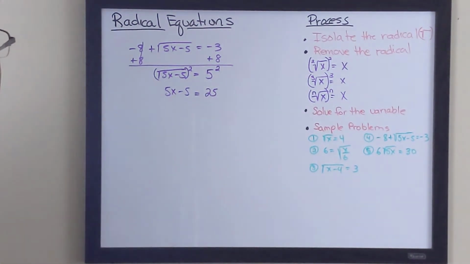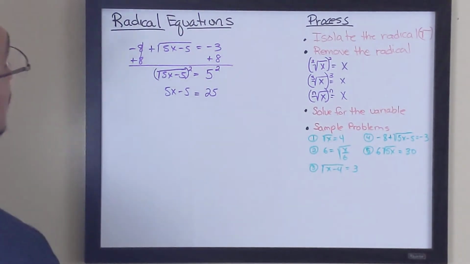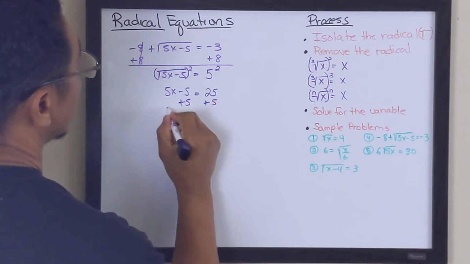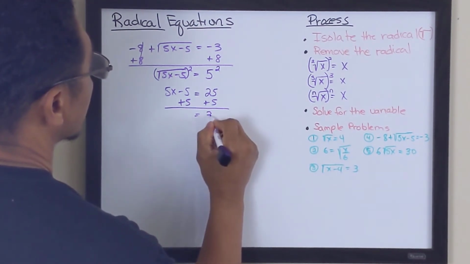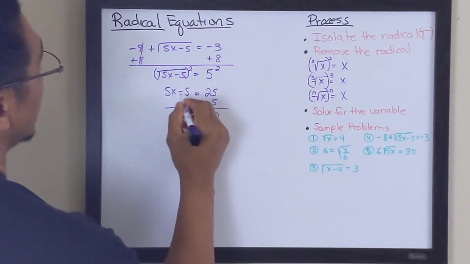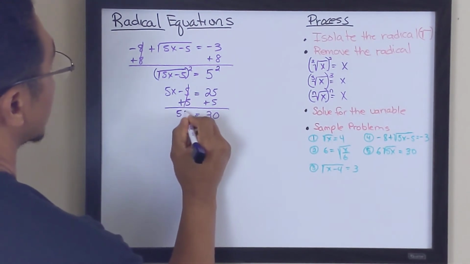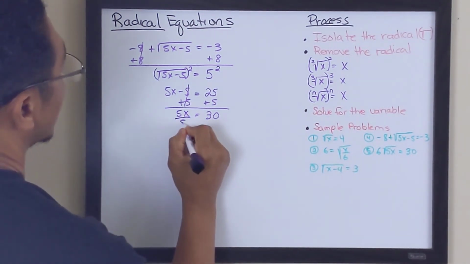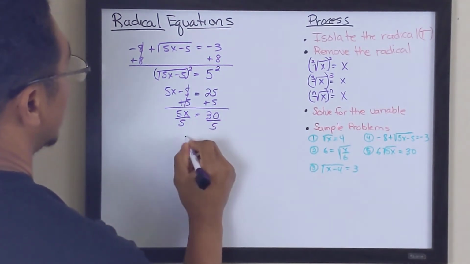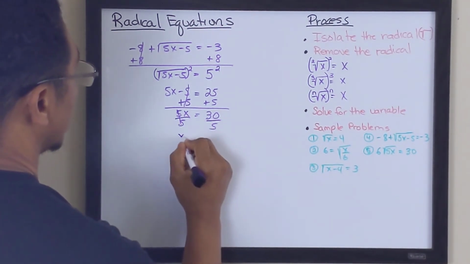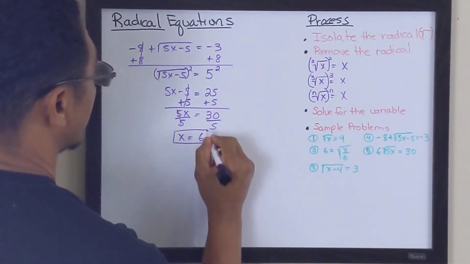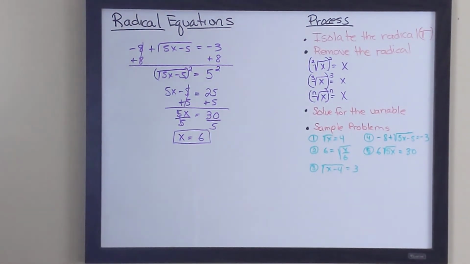So at this point, we can just solve for x. Let's go ahead and do that. So we're going to add 5 to both sides. This is 30 on this side. Over here, this cancels. I'm left with 5x on this side. And I'm solving for x. I'm going to divide both sides by 5, which cancels. x equals 6. And there you have your answer for this particular example.